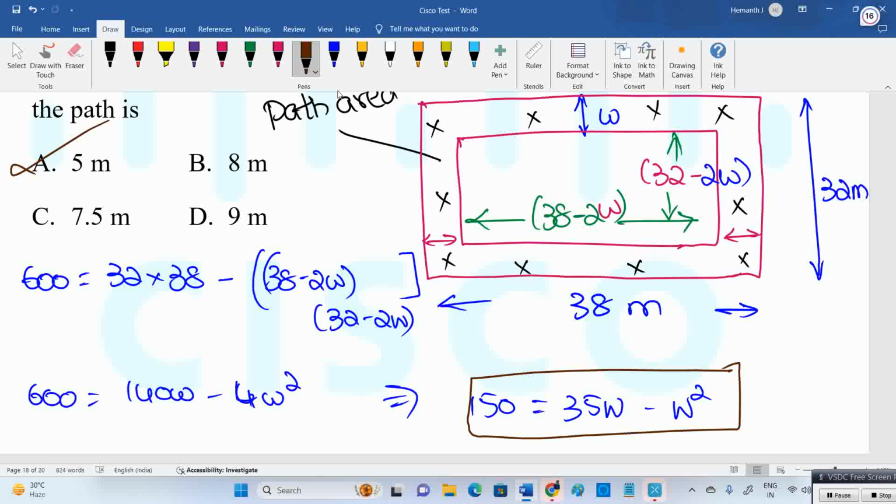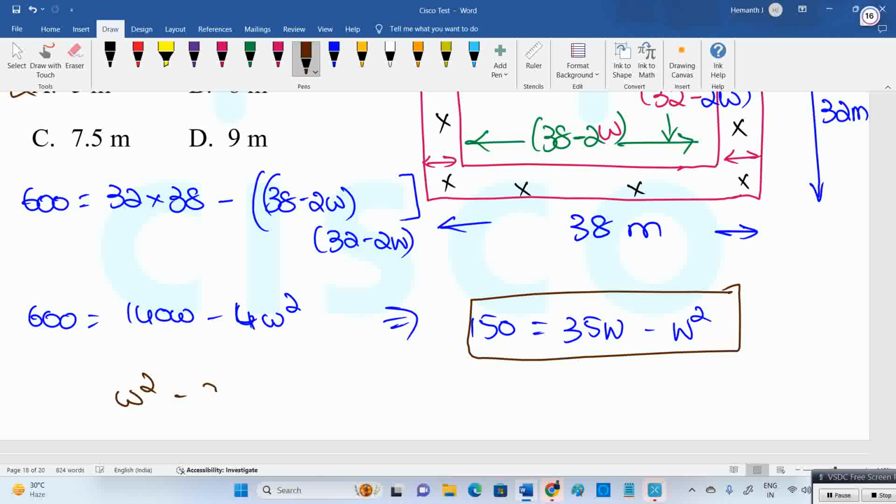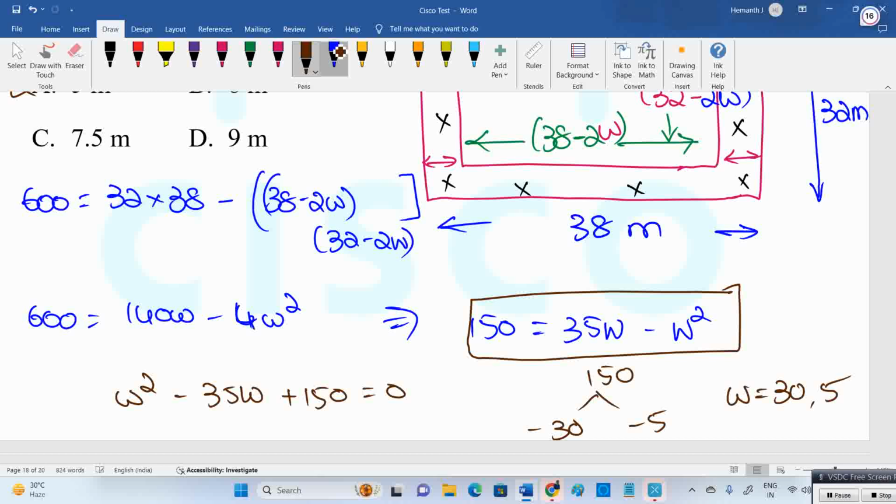That's easy, or else you have to solve that quadratic equation. 150 should be written as 30 into 5 or minus 30 into minus 5. If you want to do it directly, w squared minus 35w plus 150 equals 0. 150 can be written as minus 30 into minus 5. The surprising thing is you will get two values, 30 as well as 5, both will satisfy.